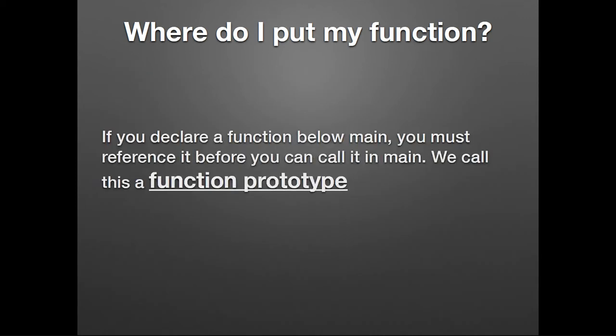So how do we get around that? If you declare a function below main, you must reference it first before you can call it. So you just need to provide a reference for it above in global space before you can actually use it. And you call that the function prototype.